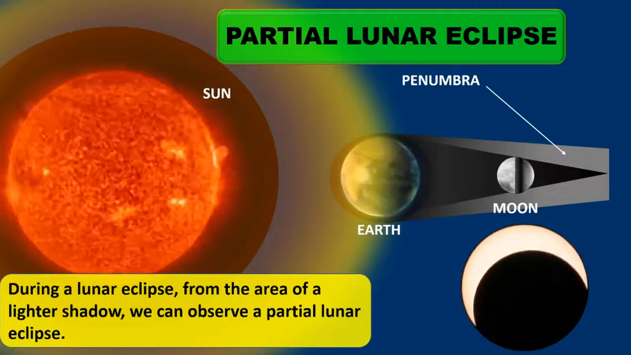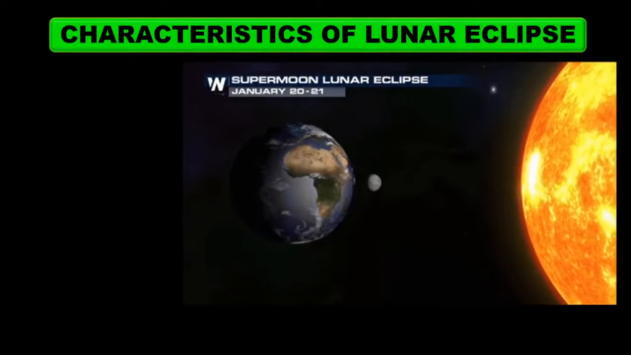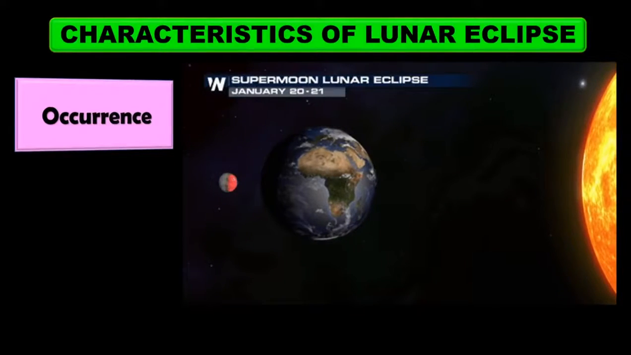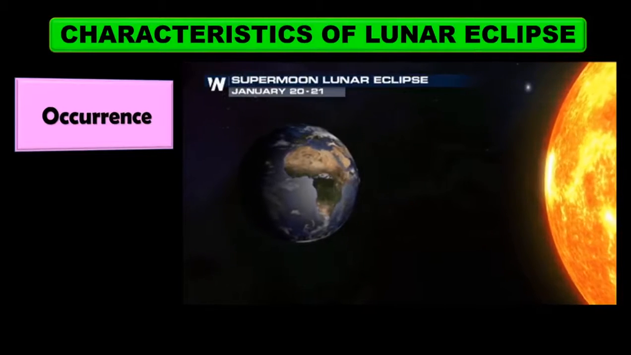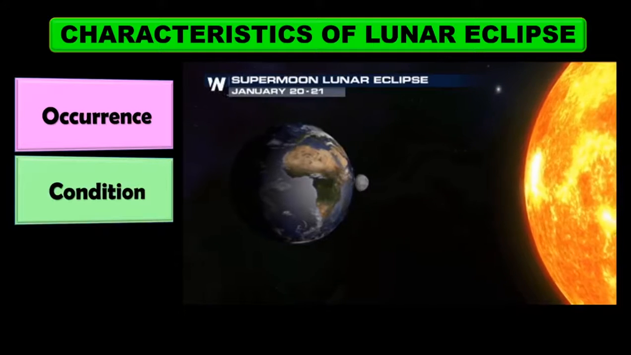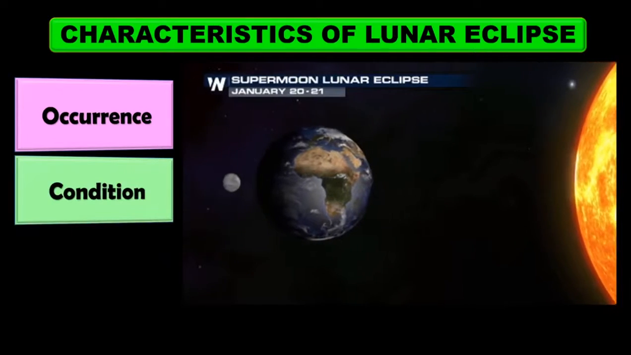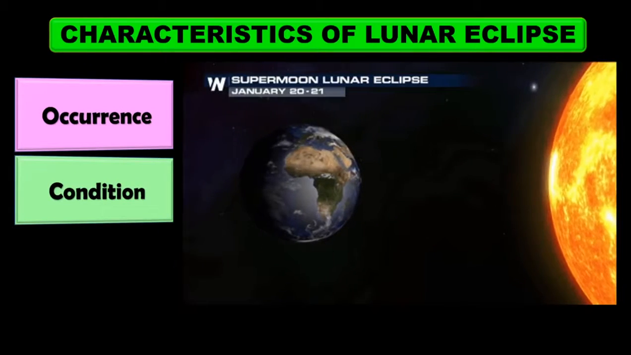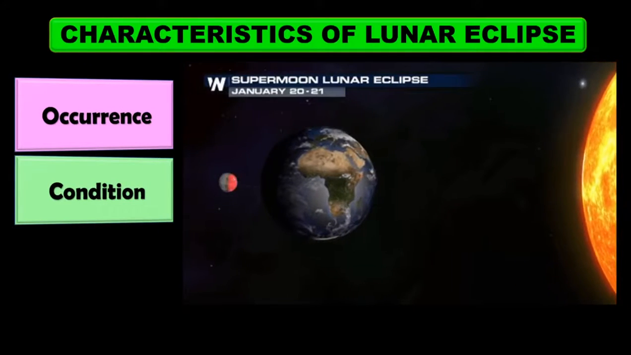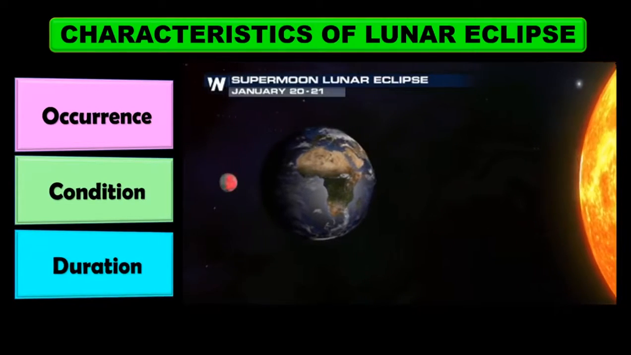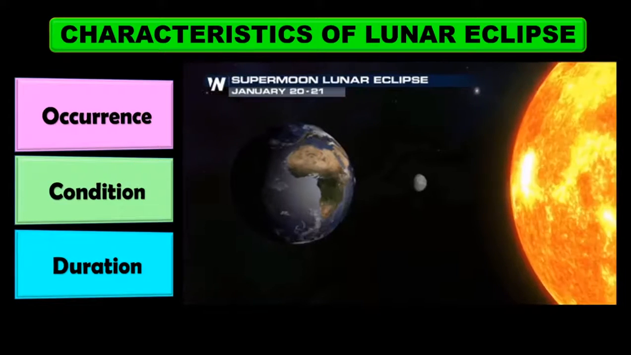Let's see the characteristics of lunar eclipse. A lunar eclipse occurs on a full moon day, but not on every full moon day. A lunar eclipse occurs if and only if the sun, the moon, and the earth are in the same plane and fall in one line. The maximum duration of a total lunar eclipse is 107 minutes.